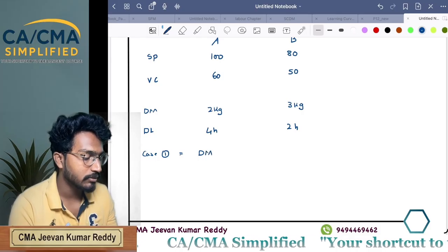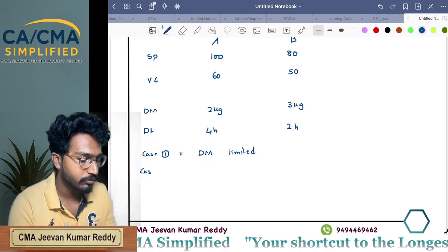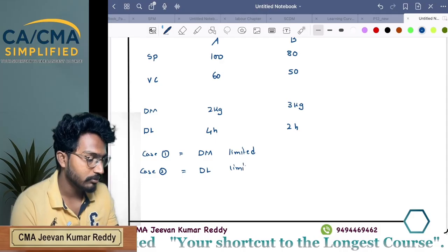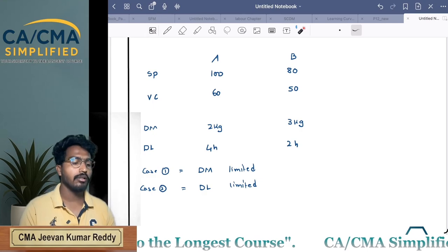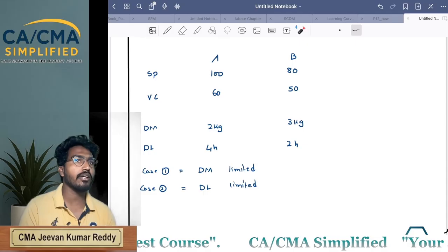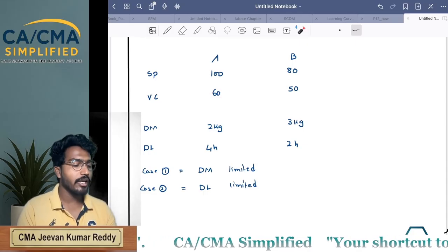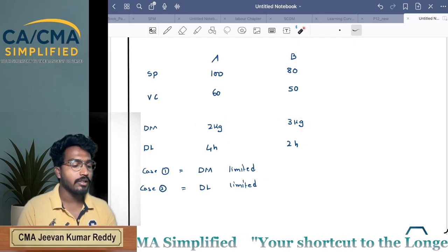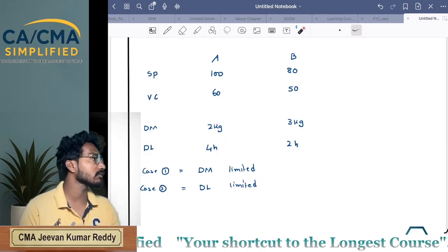Now, case 1: direct material is limited. Case 2: direct labor is limited. In a company, there are two products, A and B. The selling price is 100 for A and 80 for B. The variable cost is 60 and 50 for A and B. A consumes 2 kgs of raw material, B consumes 3 kgs of raw material. Direct labor: A requires 4 hours, B requires 2 hours.